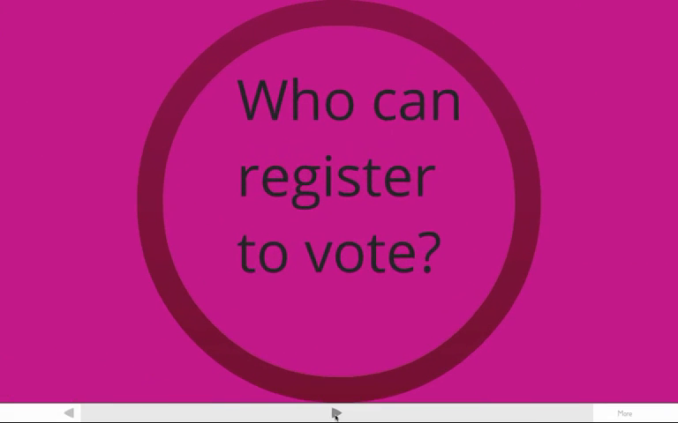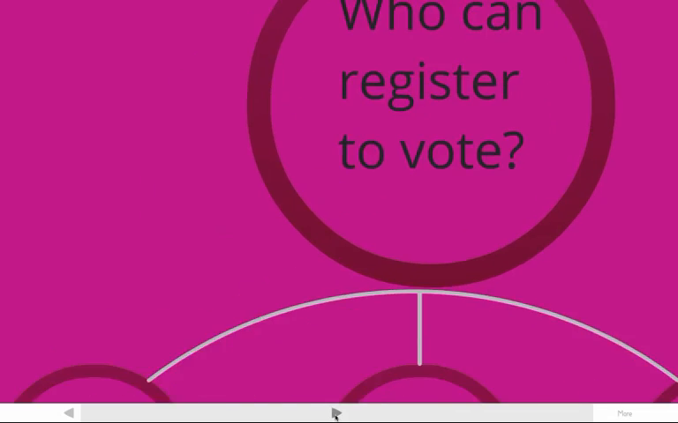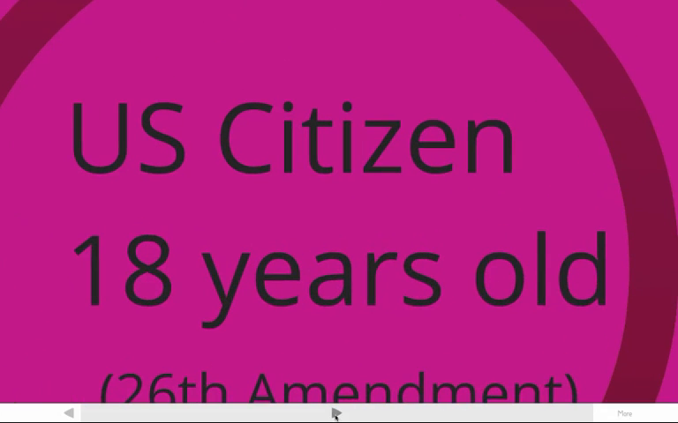So the first question is, who can register to vote? Now, in order to register to vote, there are three things you have to do. First thing, you have to be a U.S. citizen who is 18 years old. Now, even if you are not a U.S. citizen, you have to work toward that in order to get to be able to vote.